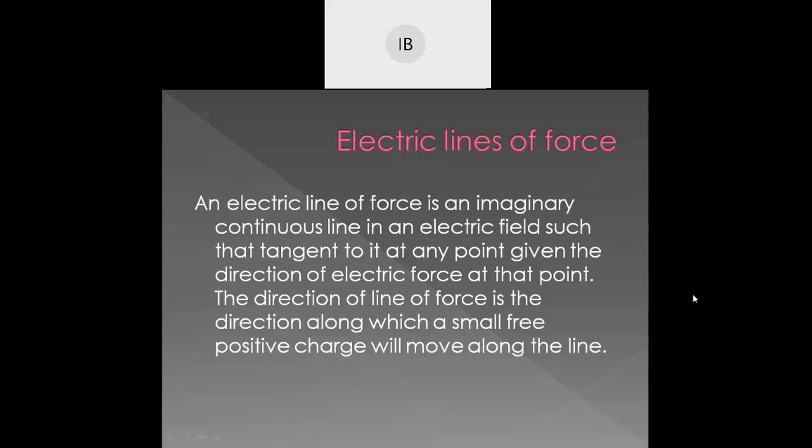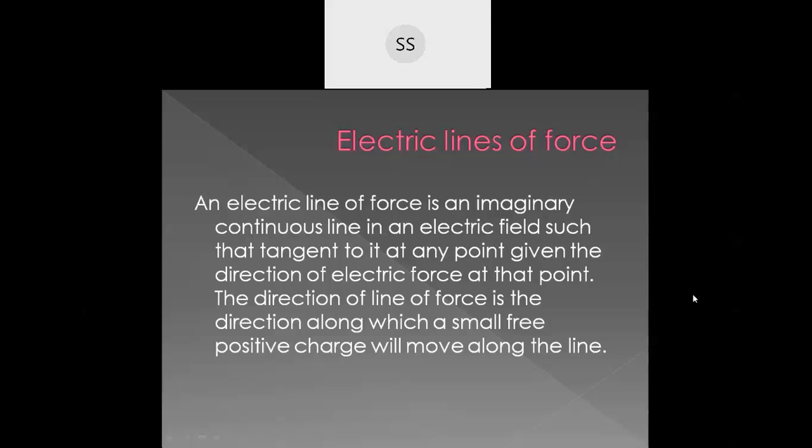Okay, next is electric lines of force. An electric line of force is an imaginary continuous line in an electric field such that the tangent to it at any point gives the direction of the electric force at that point. The direction of the line of force is the direction along which a small free positive charge would move along the line.